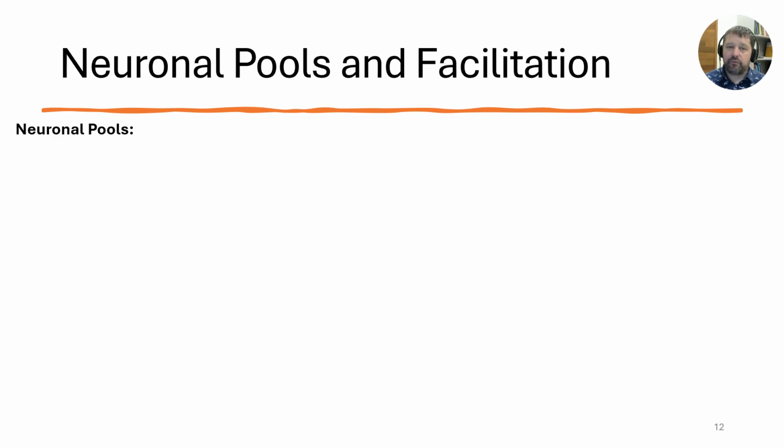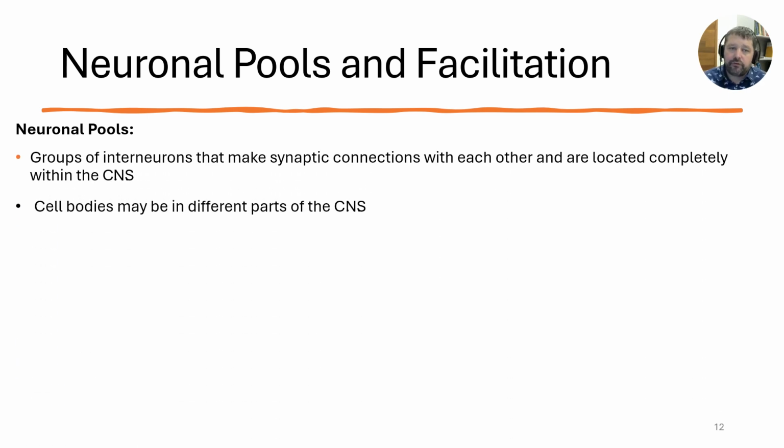Okay, and this is related to some other things, like neuronal pools and facilitation. These are pools or groups of interneurons. We already talked about this. Interneurons, you can typically think of them as being in the brain. They're connecting neuron to neuron. They can group up and form neuronal pools, or groups of nerves that are going to be stimulated at the same time.